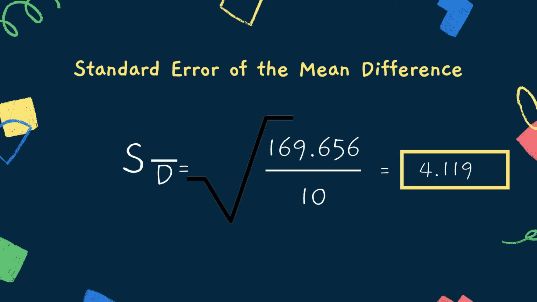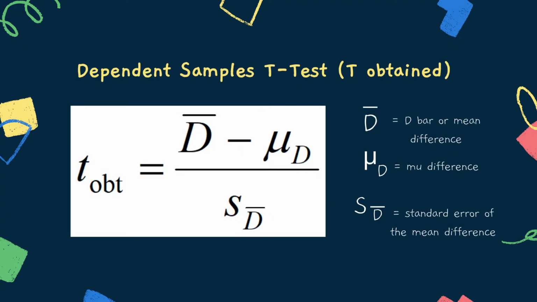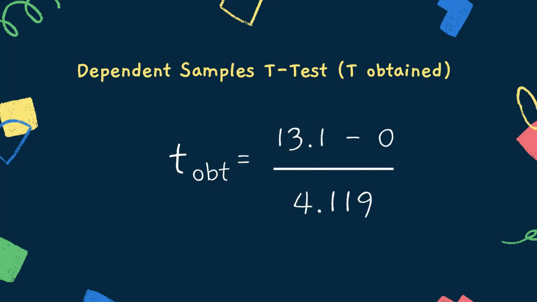So, for solving the t obtained, we need to follow this formula. D bar minus mu difference divided by the standard error of the mean difference. Take note, if the mu difference is given, then you would need to use it. If there is none, then simply replace it with 0. So, following the formula, it would look something like this.